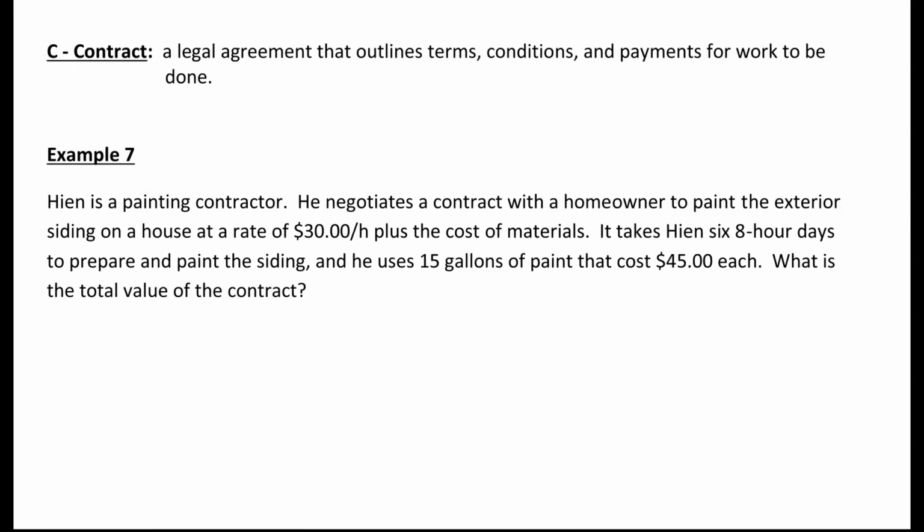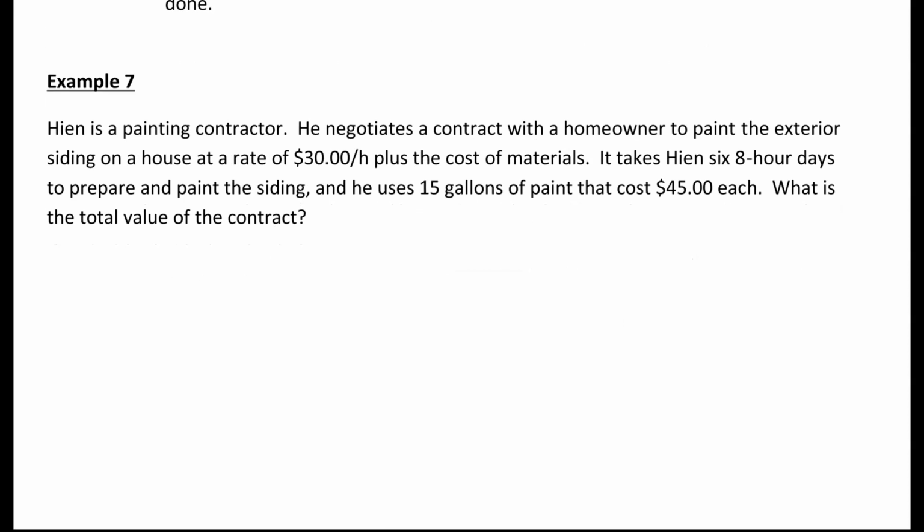Now, a contract is a legal agreement that outlines terms, conditions, and payments for work to be done. In example 7, Hein is a painting contractor. He negotiates a contract with a homeowner to paint the exterior siding of a house at the rate of $30 an hour plus the cost of materials. If it takes Hein 6 8-hour days to prepare and paint the siding, and he uses 15 gallons of paint that cost $45 each, what is the total value of the contract?